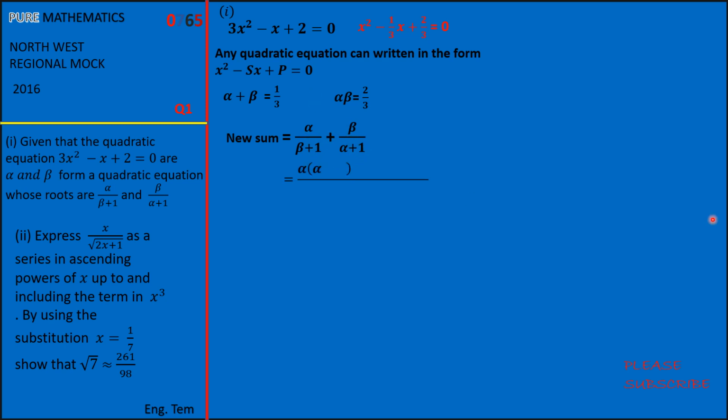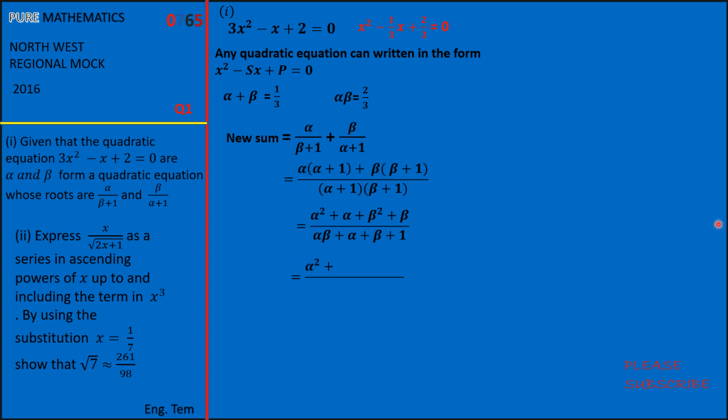When you want to add two fractions with different denominators, the common denominator will just be the product of the two. That's the easiest way to see it. So when we take this denominator and divide by beta plus 1, you will be left with alpha at the numerator. You have alpha into alpha plus 1 plus beta into beta plus 1. Expanding this, we get alpha squared plus alpha plus beta squared plus beta.